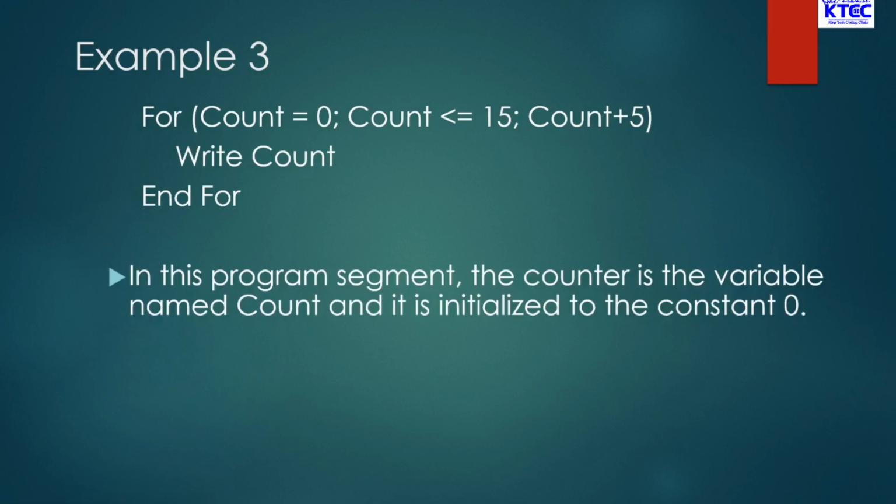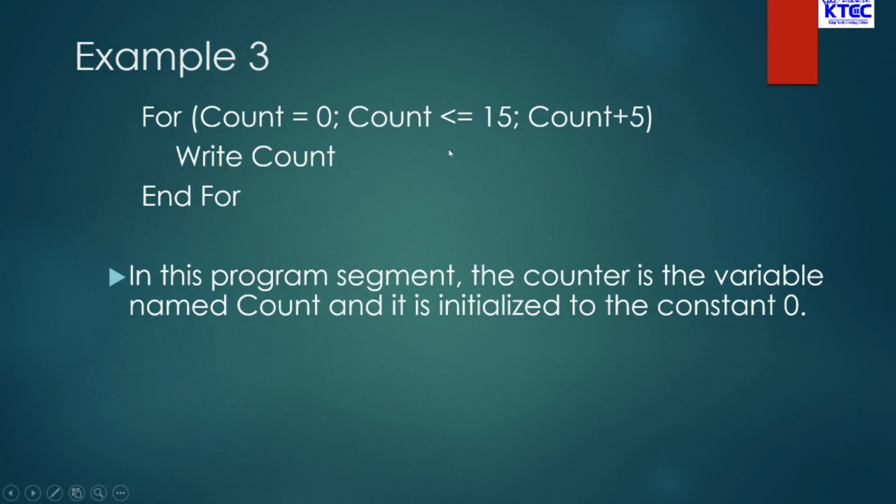So this is the same thing as what we saw there. Say for count is equal to 0, count is less than or equal to 15, count plus 5. So in the first iteration, this displays what? 0. Second iteration, 5 is added to 0, it displays 5. Third iteration, but before it displays, it compares here. So 5 is still less than or equal to 15.